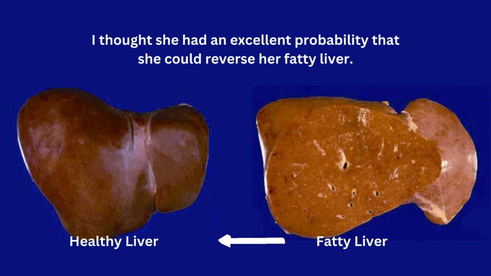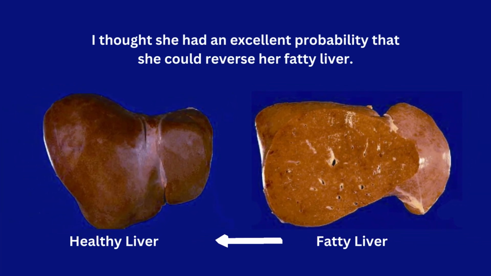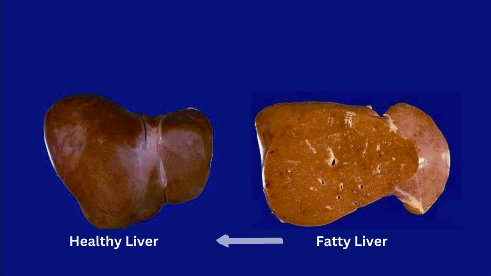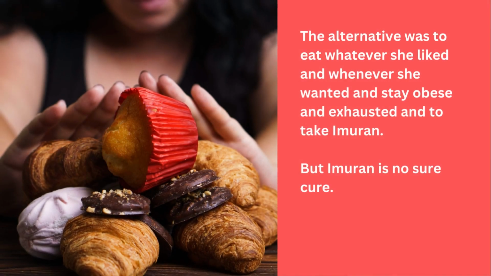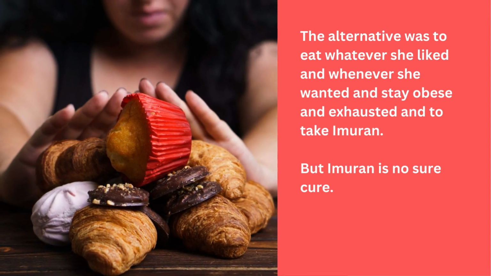My patient was so desperate to avoid taking the drug Imuran that she would try my suggestions. I thought she had an excellent probability that she could reverse her fatty liver and get back to the healthy state we had achieved together before. But she needed to do exactly what I told her. The alternative was to eat whatever she liked and whenever she liked and stay obese and exhausted, and to take Imuran. But Imuran is no sure cure.